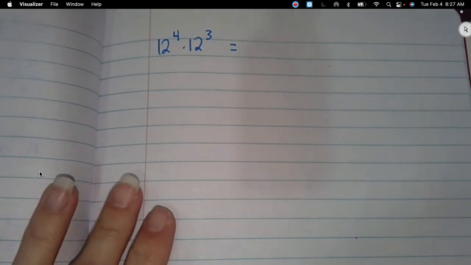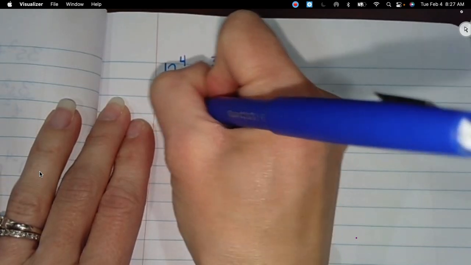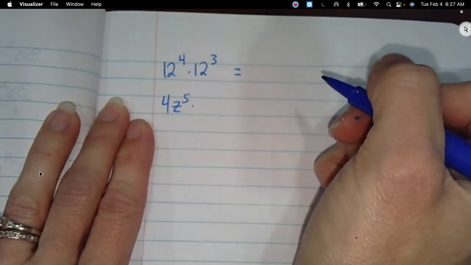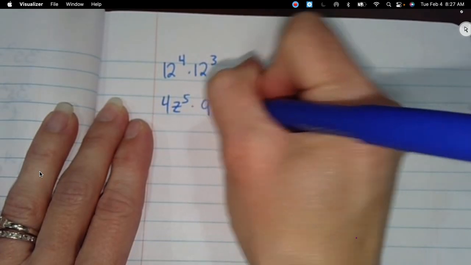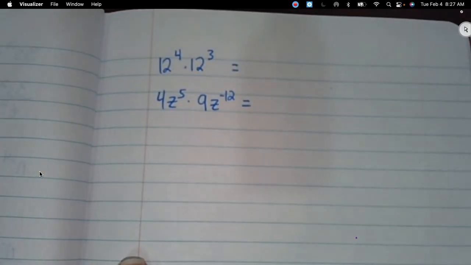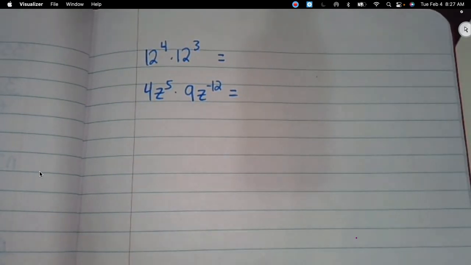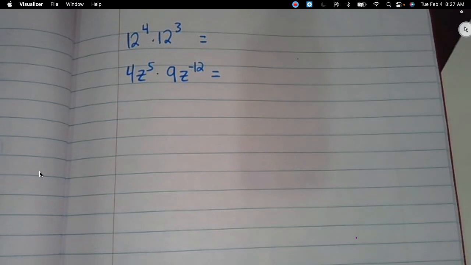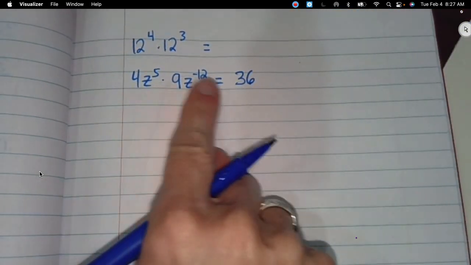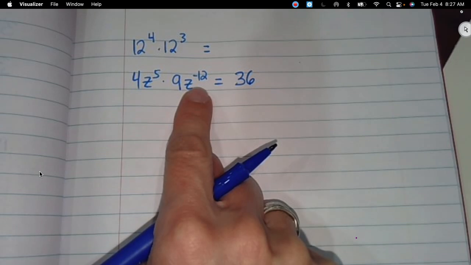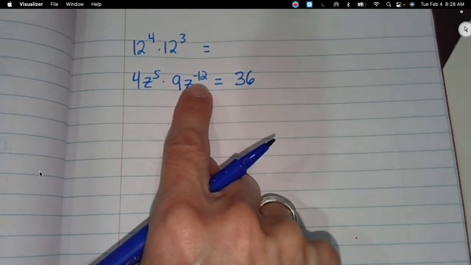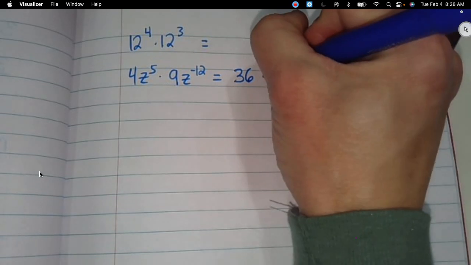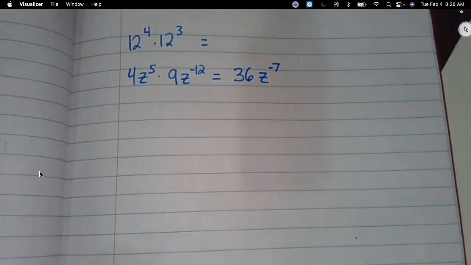Okay, let's do 4z to the 5th times 9z, this one's ugly, to the negative 12. Okay, now I know I have negatives, but look, let's just add exponents. All right, let's multiply our numbers and add our exponents. So what's 4 times 9? Anybody? 4 times 9? 36. Okay, now let's add our z's together. It's okay if it's negative. Y'all can still add that. What's 5 plus negative 12? Negative 7. Z to the negative 7.